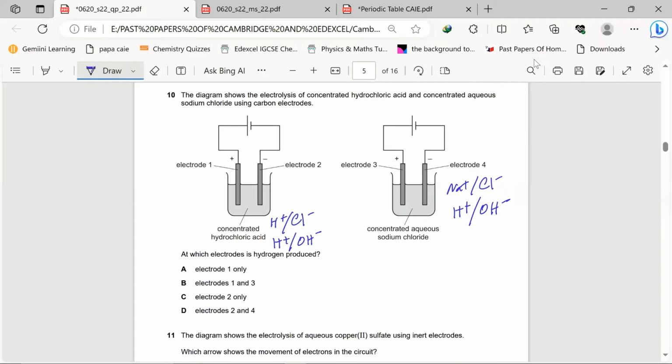So at which electrode is hydrogen produced? We know hydrogen ions are cations, so they will go to the cathode. In this case, 2 hydrogen ions will gain 2 electrons, so the equation is this. Basically, in electrode 2, hydrogen gas is produced. So electrode 2 is correct. And for this one, sodium ion and hydrogen ion, we know metals which are above hydrogen in the reactivity series never go to the cathode. So hydrogen ion will go. So electrode 4 is correct. So D is the only correct answer.